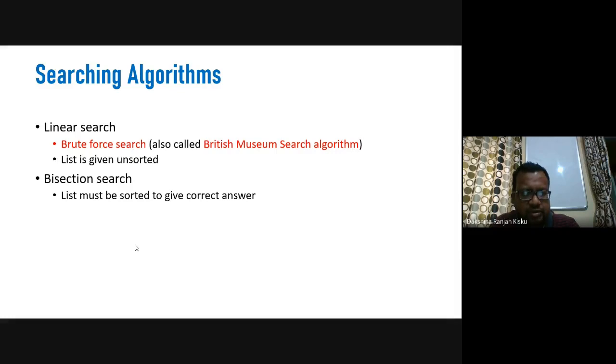In this search operation, the list is given unsorted. So in linear search, the list is given unsorted. But in case of bisection search, the list must be sorted to give the correct answer. As part of the bisection search, we can have the binary search algorithm. In binary search algorithm, the list is given as sorted. But in case of linear search, the list is given unsorted.